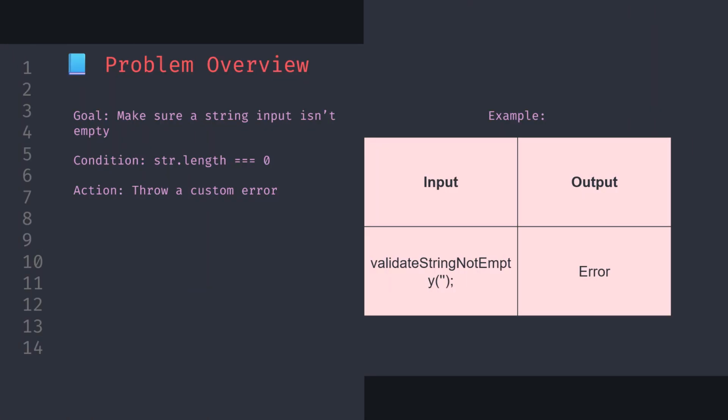Our goal here is to validate strings before using them. If the string has no characters, meaning its length is 0, we want to throw an error. This avoids issues like blank outputs or failed logic. It is a great practice for input validation.